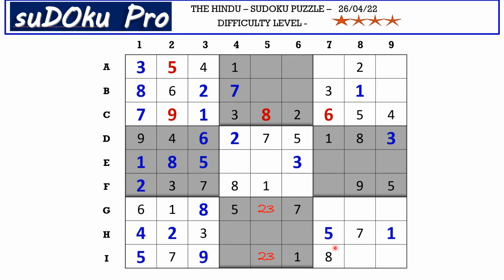There is 8 here in column 7 which blocks this cell. There is a 8 here in B row which blocks this cell. So A9 takes 8. Now in this block the missing numbers are 7 and 9. There is a 7 blocking from here. So B9 takes 9 and A7 takes 7.